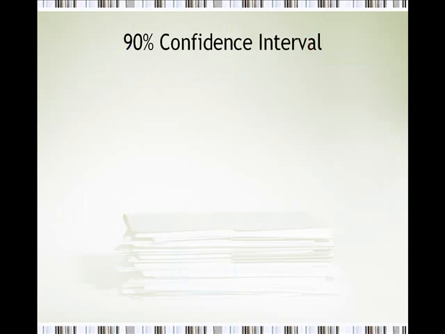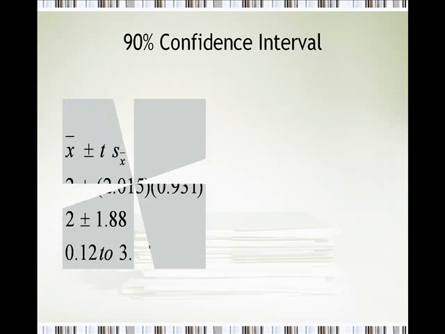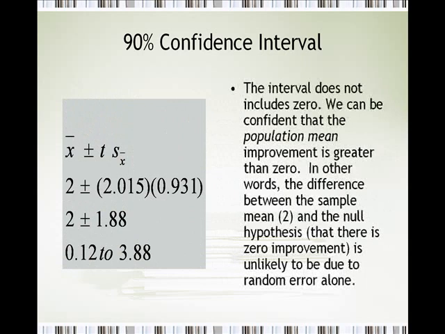Now we'll calculate the 90% confidence interval, the sample statistic plus or minus the confidence coefficient times standard error, 2 plus or minus the 2.015 times 0.931. So we're going from 0.12 to 3.88. That interval does not include 0, so again, just like with the hypothesis test, we can conclude that the population mean improvement is greater than 0.